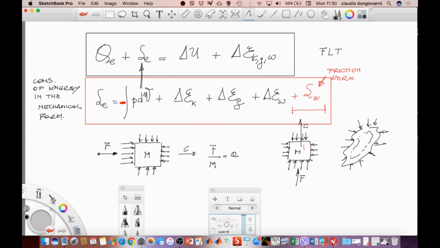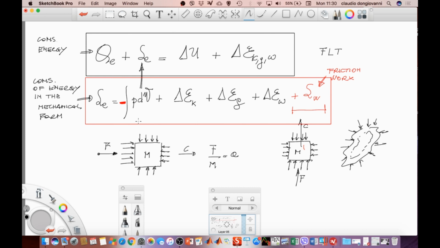Okay? The difference between these two is that the first one is the conservation of energy. Stop. This is conservation of energy, all types of energy, heat and mechanical. The second one is only for mechanical. It's very interesting to observe what happens when we combine these two.